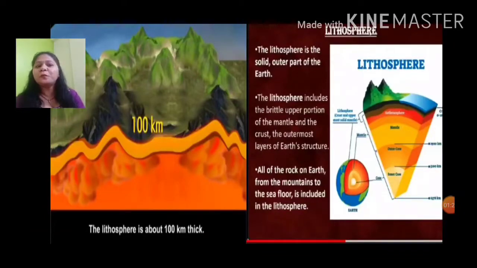Now the lithosphere is the solid outer part of the earth. Lithosphere includes the brittle upper portion of the mantle as well as of the crust, the outermost layer of the earth's structure. Now all of the rocks on the earth from the mountain to the sea floor is included in the lithosphere.